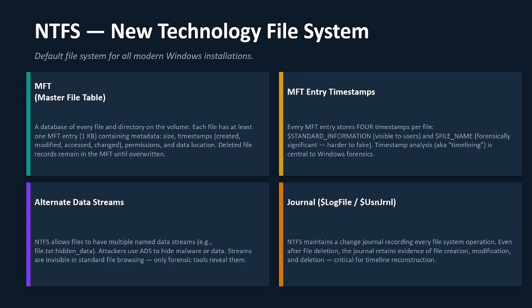The timestamp: every MFT entry stores 4 timestamps per file. There's the standard information, which is visible to the user, and then the file name, which is forensically significant, and it is a timestamp which is not able to be modified by a user. It's visible at the kernel level, but a user typically wouldn't be able to go in there and modify that particular timestamp. Whereas the standard information timestamp is visible to a user and can be manipulated.